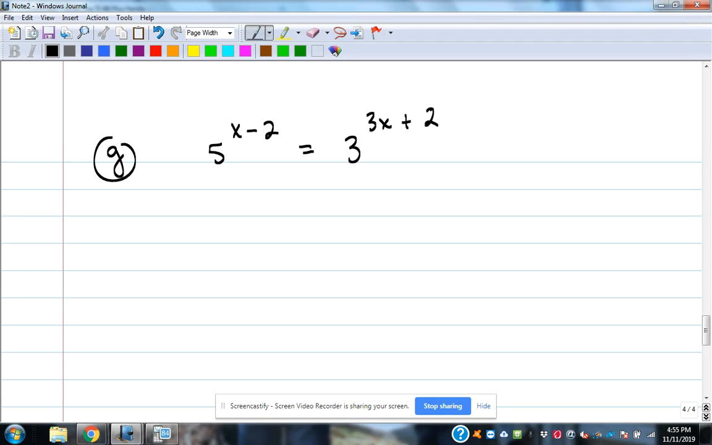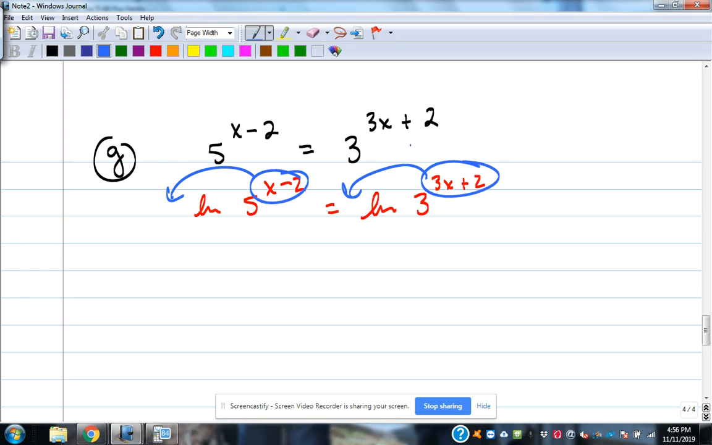So this is where I know, hey, I can't use a log base 5 because it doesn't get rid of the 3 as the base. It only gets rid of one of them. So I can't use a log base 3 because it doesn't get rid of the 5. So this is where I know to use the natural log because the bases are different and both of them have exponents with variables. So I'm going to use the natural log of each side. So natural log of 5 to the x minus 2, natural log of 3 to the 3x plus 2. Bring that exponent down. That's the whole point in doing that.